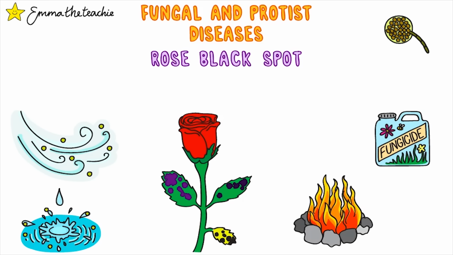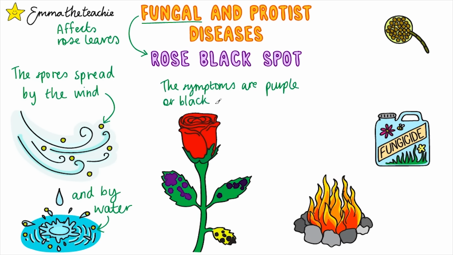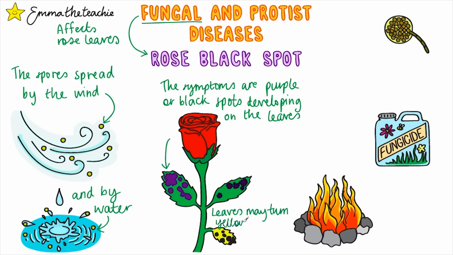Fungal diseases aren't that common in humans, with the exception of athlete's foot. They're much more common in plants. The one you need to know is rose black spot. This affects the leaves of roses. The spores of this fungus spread in the environment by wind and by water. The symptoms of rose black spot are in the name. There are purple or black spots developing on plant leaves. The leaves often turn yellow and can drop off the plant earlier than normal.